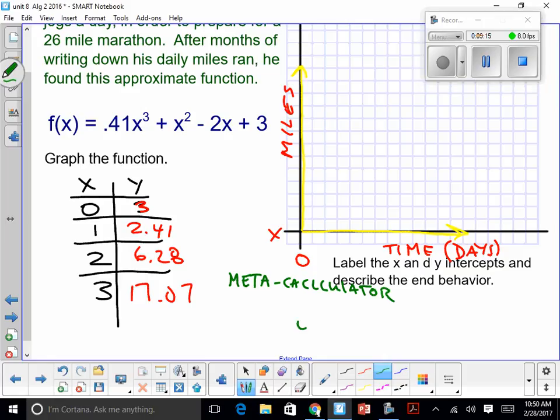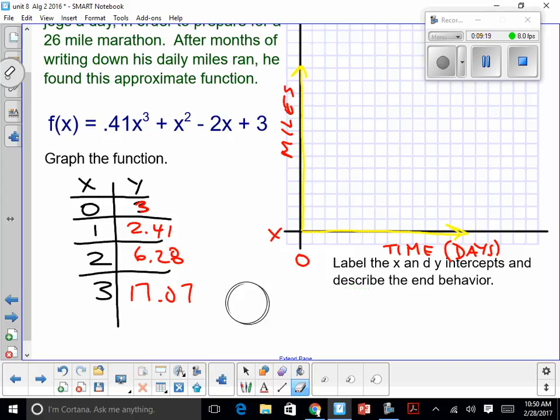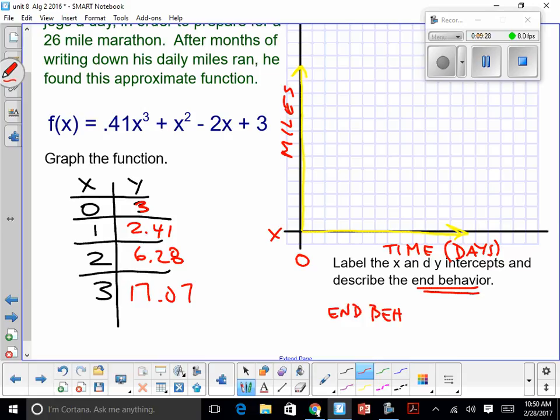End behavior, double underline that one. For this one, as x goes to just positive infinity, you can't go back in time on this one. What is y doing? It's going up, up, up, forever and ever.